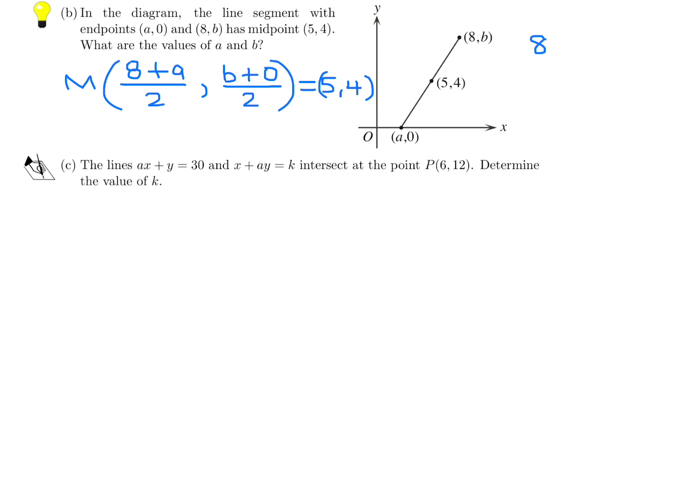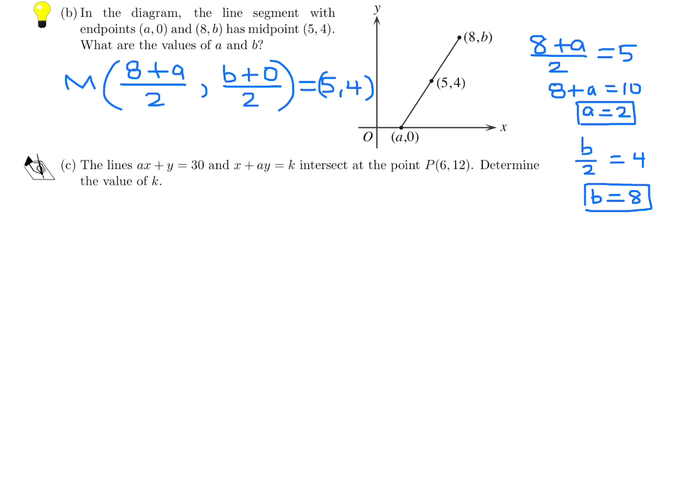So that means (8 plus A) over 2 is equal to 5, and that means 8 plus A is equal to 10, and therefore A is equal to 2. And then we use this relationship, which is basically just B over 2 is equal to 4, and therefore B is equal to 8. So there we go. A is equal to 2 and B is equal to 8.